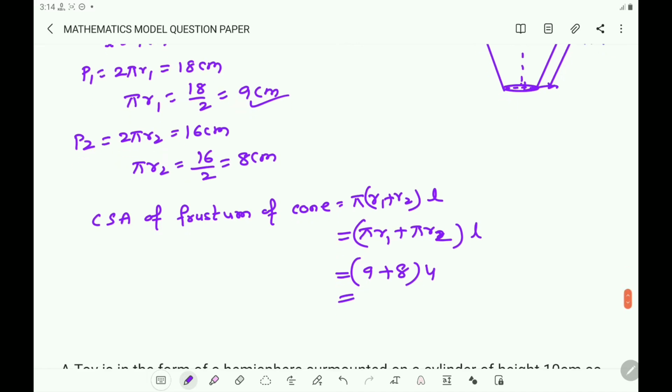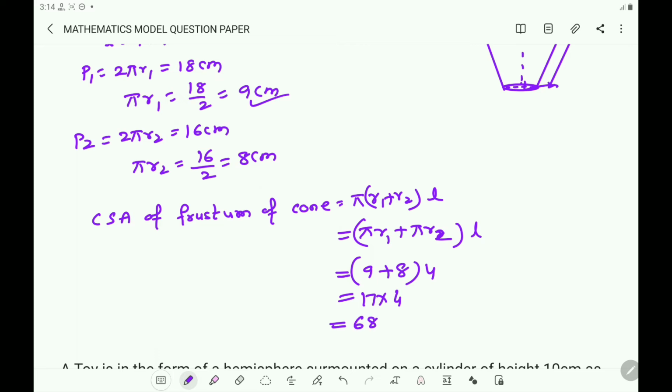Then 9 plus 8 is how much? 9 plus 8 is 17 into 4. Then it is how much? 17 into 4 is 68 cm square. 68 cm square.